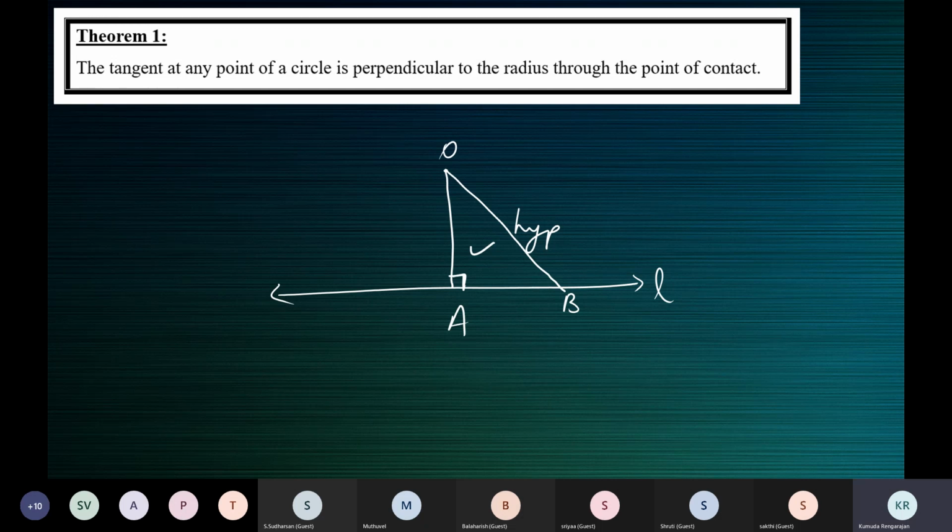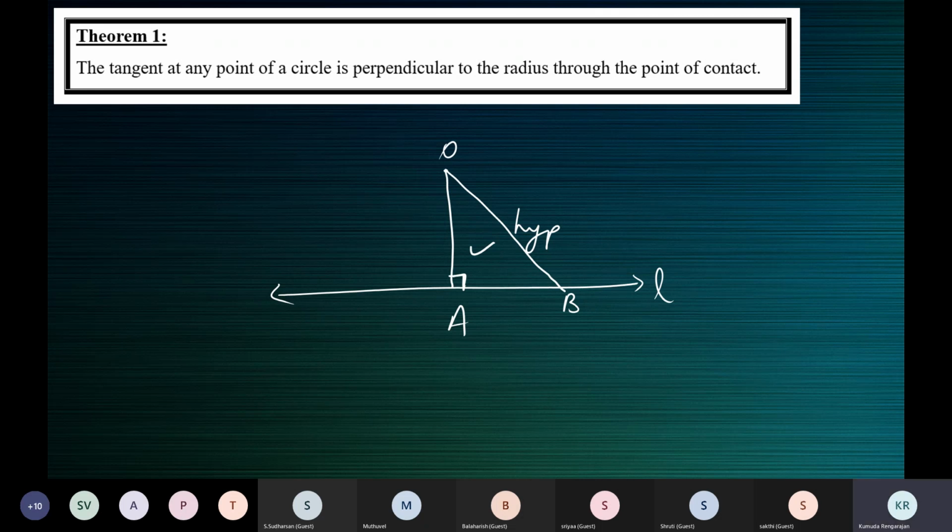So when you compare OA and OB, first, how do we know it's a right triangle? Because we are given that OA is the perpendicular distance. OB is some other distance, not the perpendicular distance. So now in the right triangle OAB, we have two distances between O and L. There are two paths: one path is OA, the other path is OB.